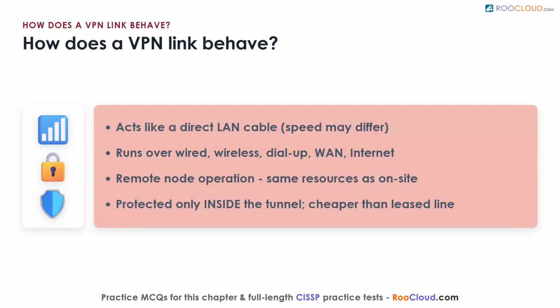How does a VPN link actually behave? Once established, a VPN link acts almost exactly like a direct cable to the LAN. It can run over any underlying connection: a wired LAN, wireless, dial-up, a WAN link, or the internet. The only real difference a user might feel is speed, which depends on the network in between. Over the link, a remote client does the same things and reaches the same resources as if it were plugged in on site. A pattern called remote node operation.